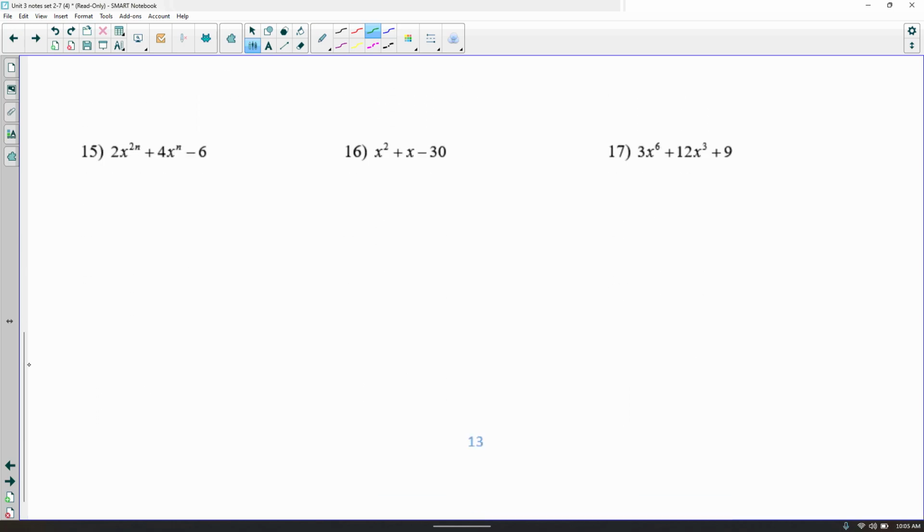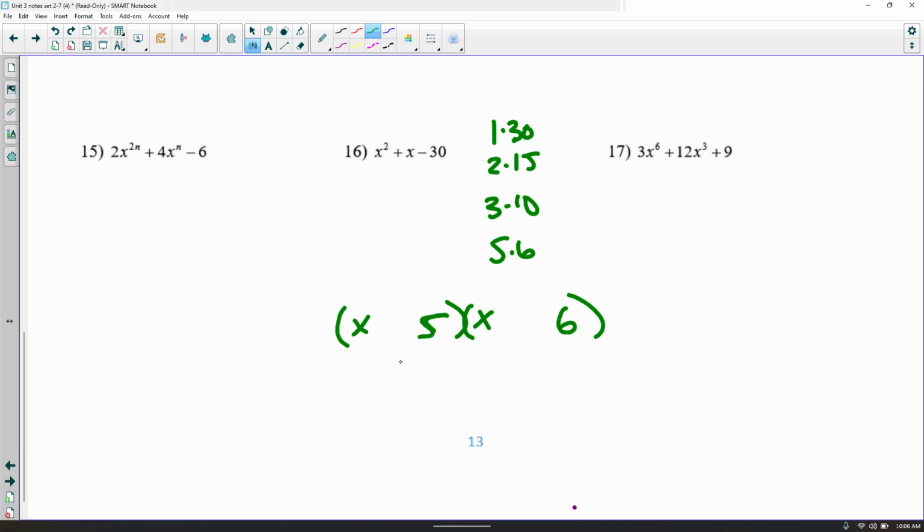All right, let's take a look at number 16. That one will be pretty easy. Factors of 30 are 2 and 15, 3 and 10, 5 and 6. So when I'm doing this, what do you think? What number did you think? Five and 6. It gives me 1 if I subtract them, right? So plus 6 minus 5. Bam. I don't even know why I have that problem there.